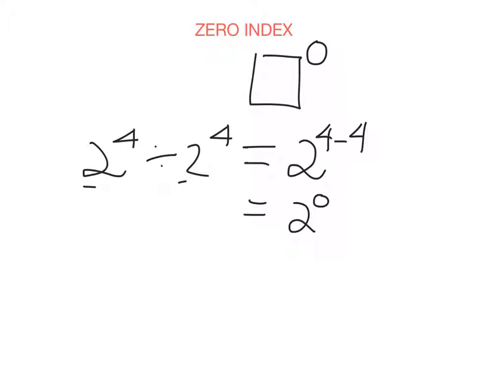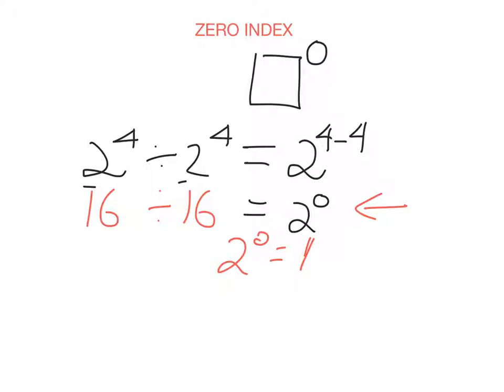But what I want you to know is that 2 to the power of 4 is actually just 16. So this is the same as 16 divided by 16. But hang on, anything divided by itself is 1. 16 divided by itself is 1. So the only way that this statement here can be true is if 2 to the power of 0 equals 1. But hey, I could have chosen any positive whole number for this.